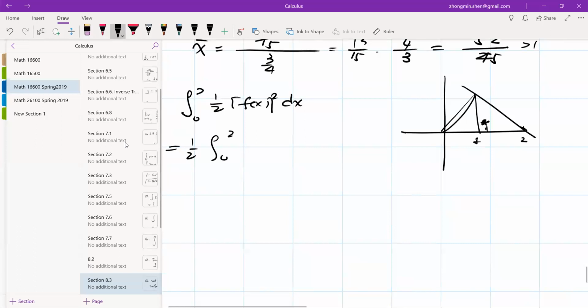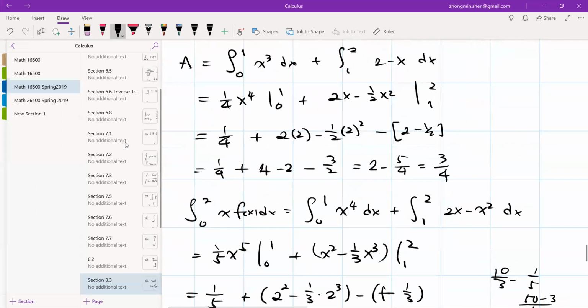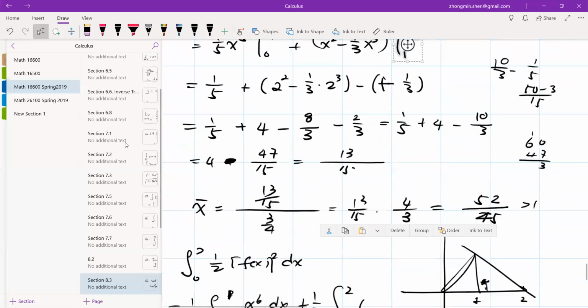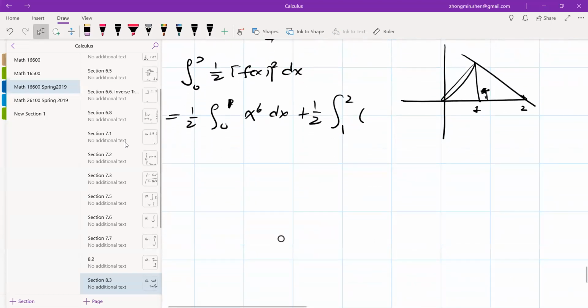All right, so now it's piecewise defined. So x to the 6 dx, plus 1/2 of, and I forgot the function again. I'm not good about memory. 2 minus x. Yeah, 2 minus x, squared this time, dx.